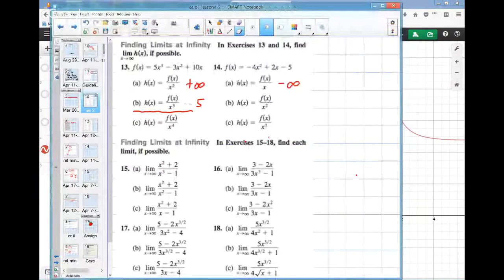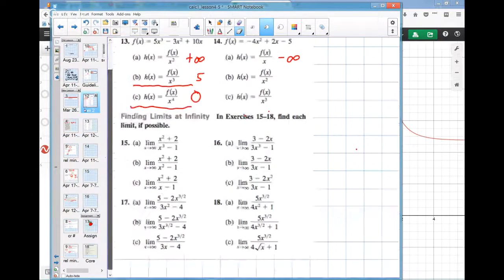Let's do the last part of number 13. So if the function is 5x cubed minus 3x squared plus 10x, over x to the 4th, what are the powers on the top and the bottom? The highest power on the top is 3. The highest power on the bottom is 4. And the bottom wins. Therefore, as x approaches positive infinity, that's going to approach 0. So anyway, it's that easy to apply that rule.